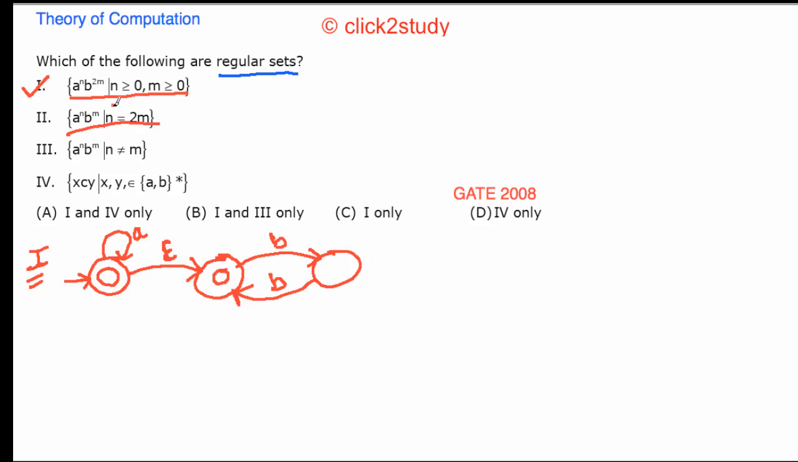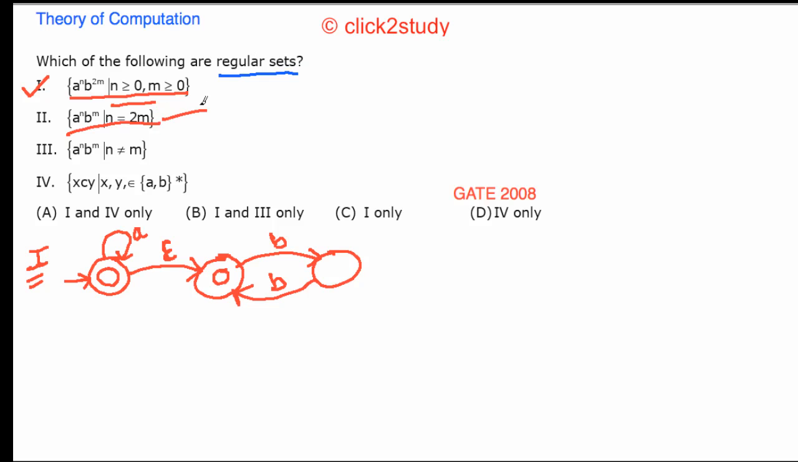And what about the second one? The second one has a relation between n and m. So this is a^n b^m, which means the number of a's should be 2 times the number of b's. n is equal to 2 times m. Now this cannot be done with a regular set because it needs counting. You need a stack to do this, and a regular set doesn't have a stack. You can do it with a pushdown automaton. This is also a classical example of a non-regular set that you always see. So you cannot do it with a regular set.